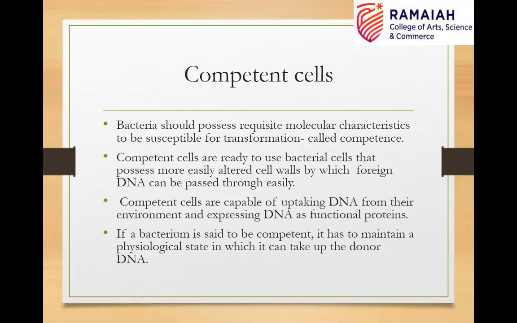So the bacteria should contain some molecular characteristics so that it becomes susceptible for transformation. When it is susceptible for transformation, we call it a competent cell. So these competent cells are ready to use bacterial cells. That means they possess altered cell walls, that means permeable cell walls by which the foreign DNA can be taken up from the external environment.